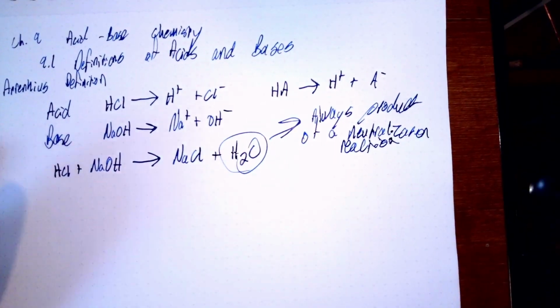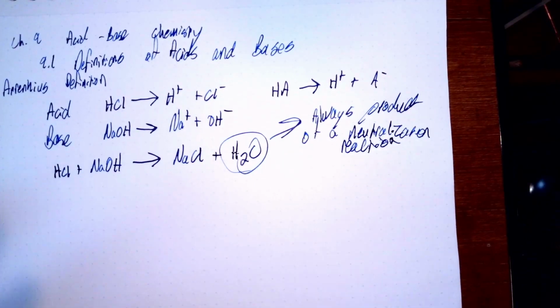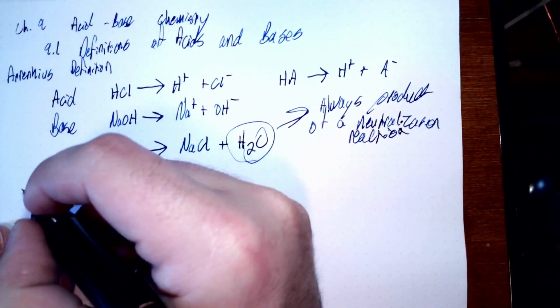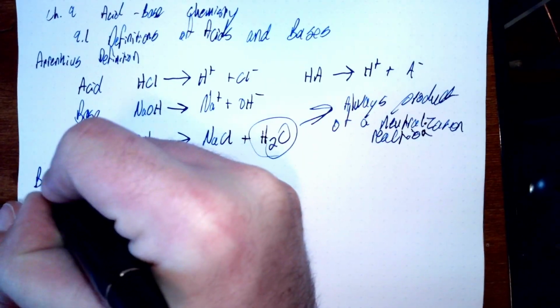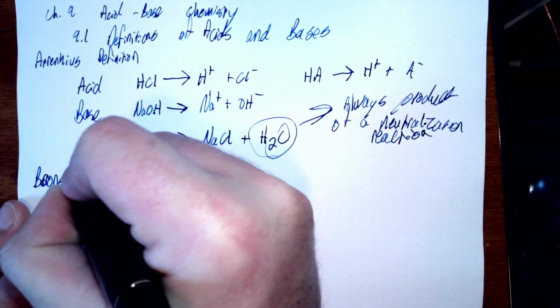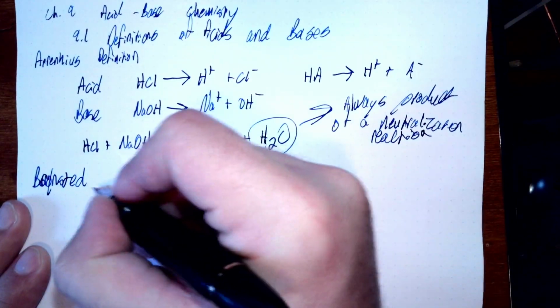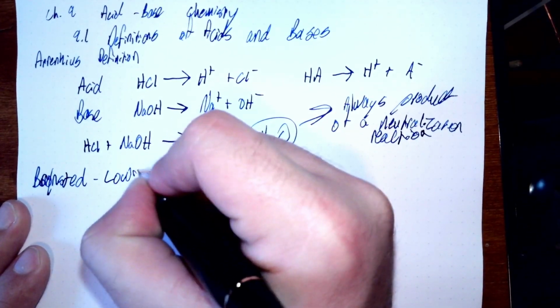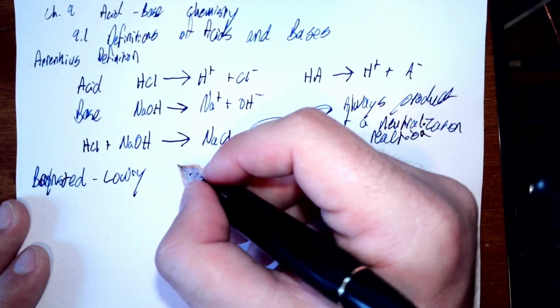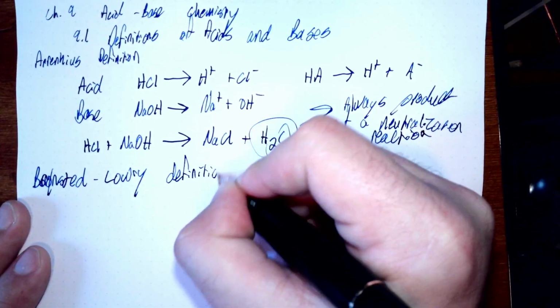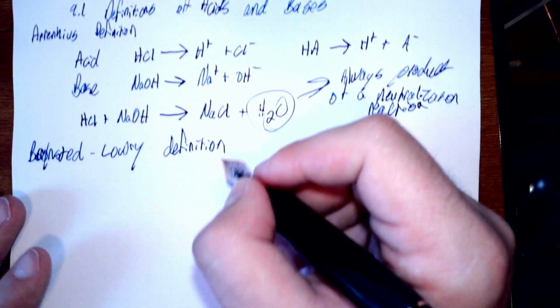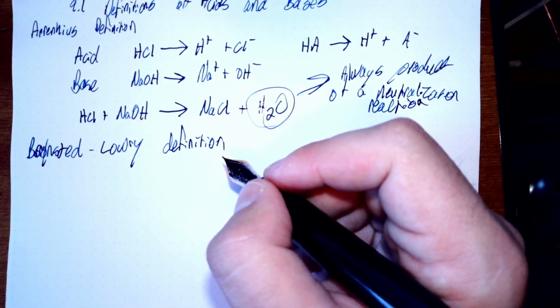Now, we know, though, that there are substances that behave like acids and bases, but don't necessarily fit nicely into this definition. So there's this more expansive definition of acids and bases that we talk about called the Bronsted-Lowry definition.